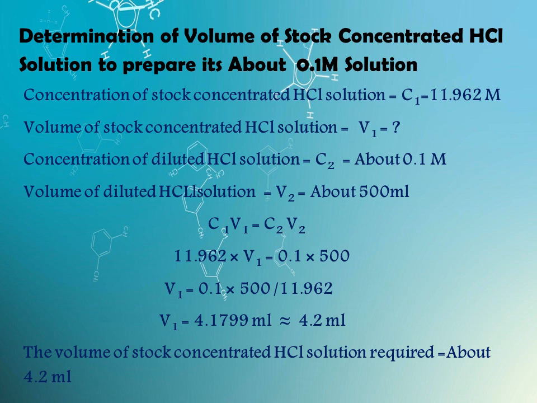Here we use dilution factor to find out the volume of stock concentrated HCl solution, by using the formula C1V1 is equals to C2V2. The volume of stock concentrated HCl solution is equals to 4.1799 ml, which is approximately 4.2 ml.